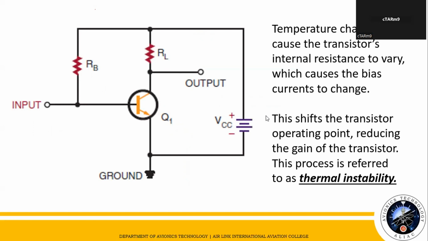So yeah, in this figure, the temperature changes cause the transistor internal resistance to vary, which causes the bias current to change. So this shifts the transistor operating point, reducing the gain of the transistor. This process is referred to as thermal instability. So, that figure is unstable because it cannot compensate for the change in the bias current with no signal applied.